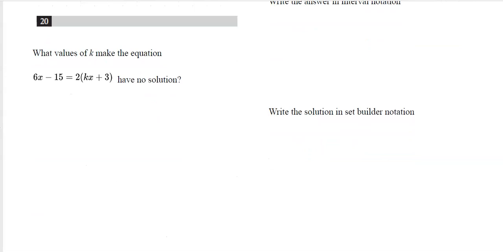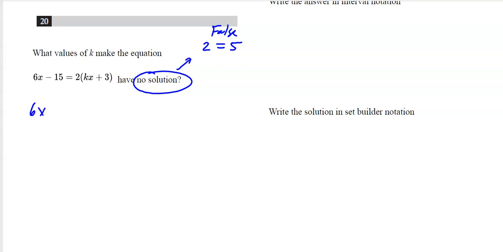What values of k make the equation have no solution? Well, first of all, you got to ask yourself, when does that happen? No solution happens when you end up with no variables and you end up with something like 2 equals 5, or something. Anytime you can get a false statement. But I need to get my coefficients in front of x to be the same.